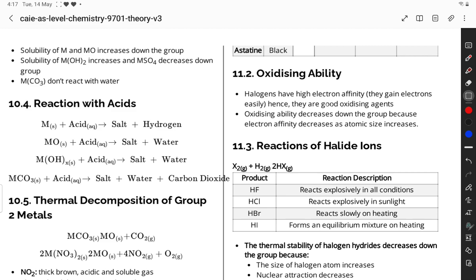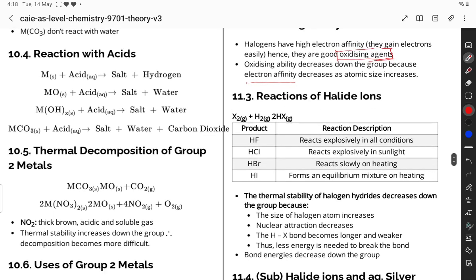Oxidizing ability. Halogens have high electron affinity. They gain electrons, hence they are good oxidizing agents. This is very important to learn, that they are good oxidizing agents after gaining electrons. Oxidizing ability decreases down the group because electron affinity decreases as atomic size increases.